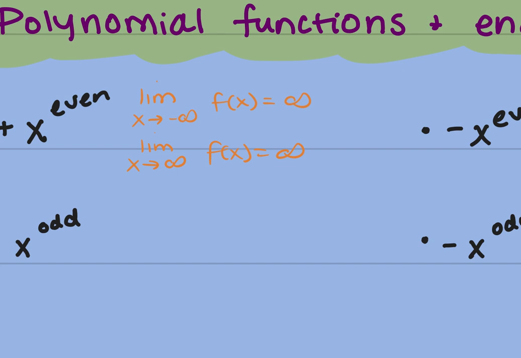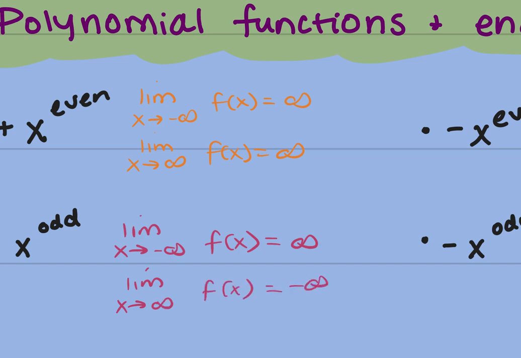Let's not go in order. Let's go down. If it's negative and it's odd, what is my end behavior? Rises left, falls right. So the limit of the graph as x approaches negative infinity would be positive infinity, and the limit of the graph as x approaches positive infinity would be negative infinity.